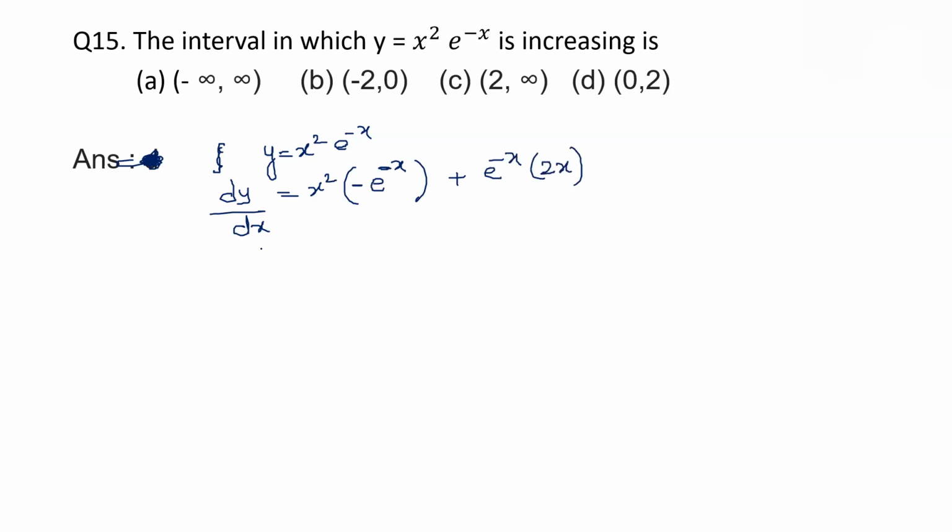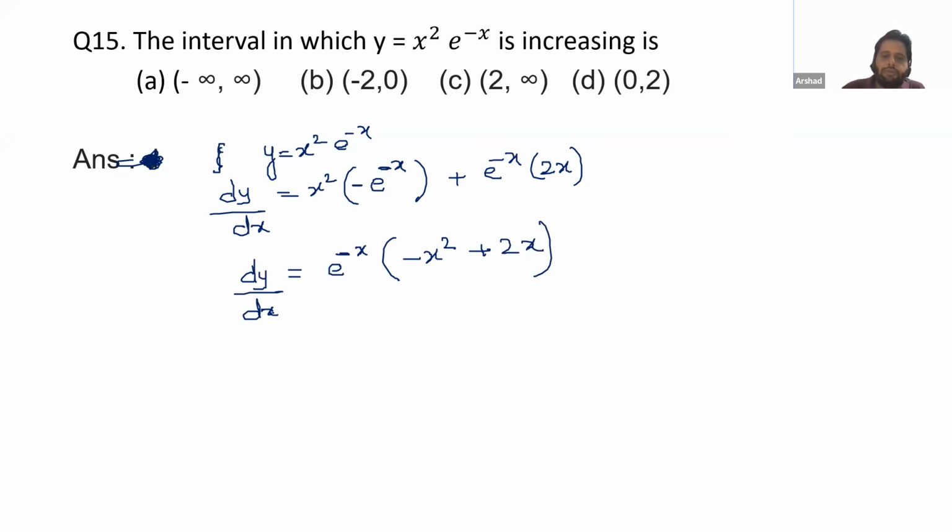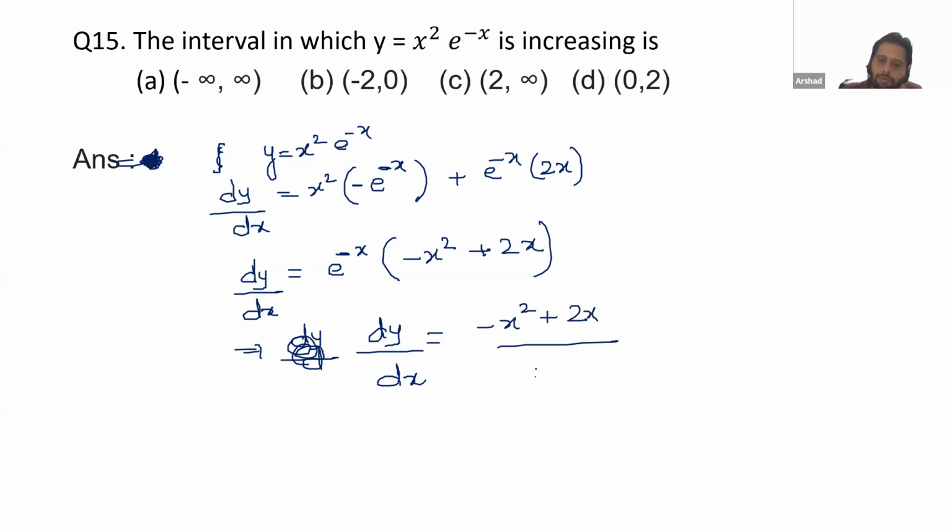Instead of y, can we write f of x also? Yes, that's fine. So here you have this function. You can take e to the power minus x common, so you will get minus x square plus 2x. So this is dy by dx. Or you can write it like this also: dy by dx is equal to minus x square plus 2x by e to the power x.